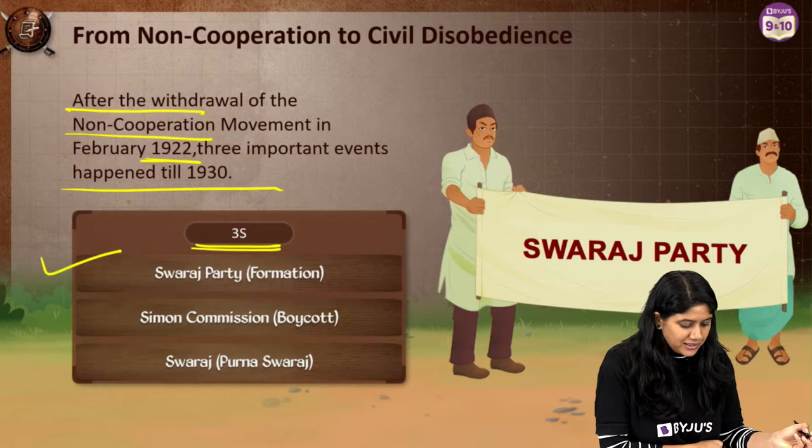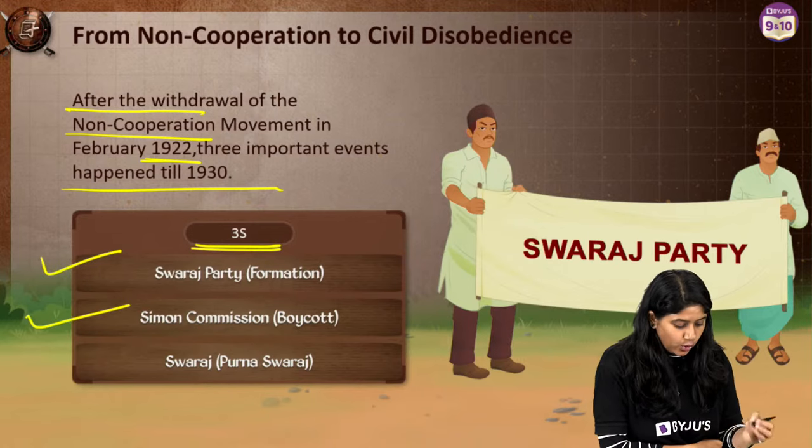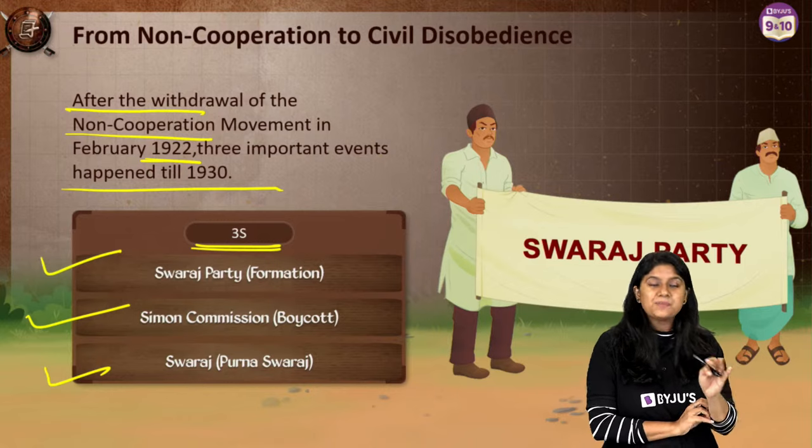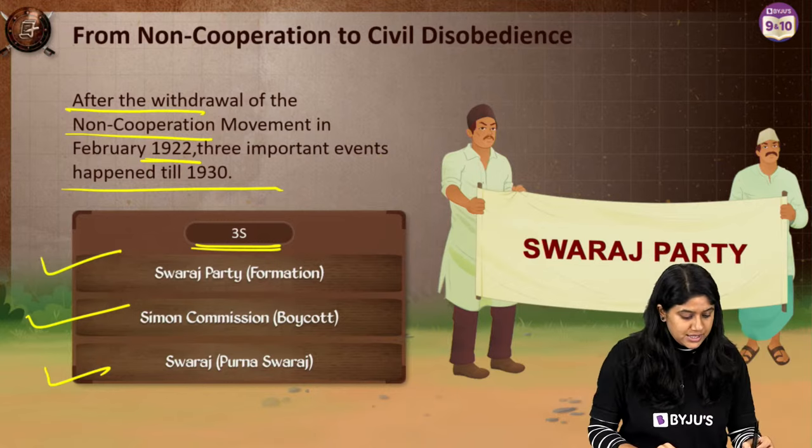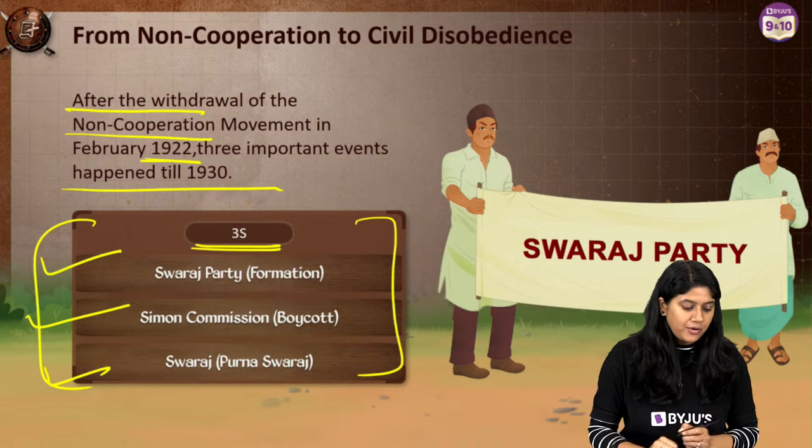We have Swaraj Party formation, Simon Commission, boycott, and Swaraj, basically the Purna Swaraj demand. So we have three things that are happening. Let's talk about it, everyone.